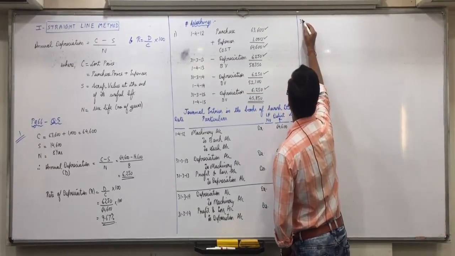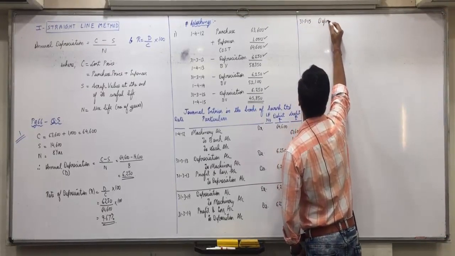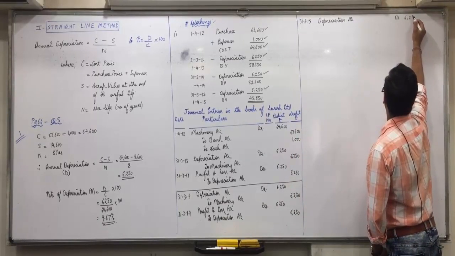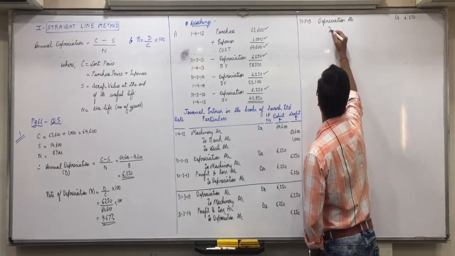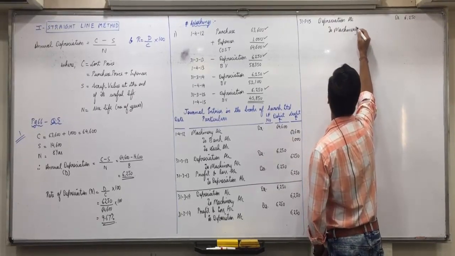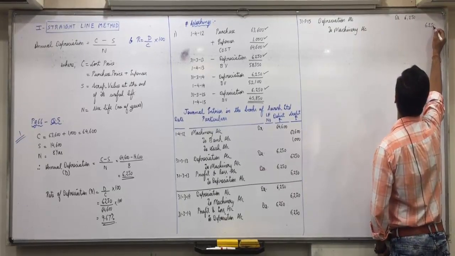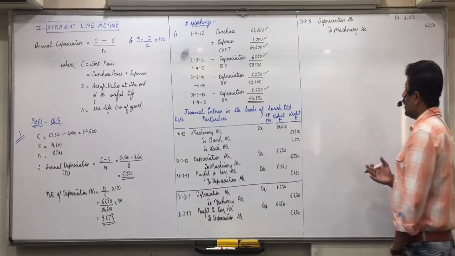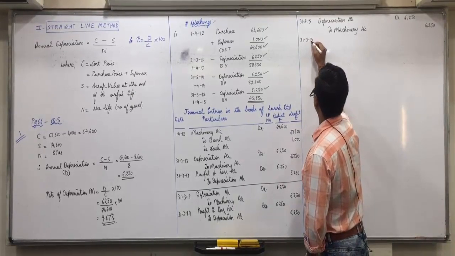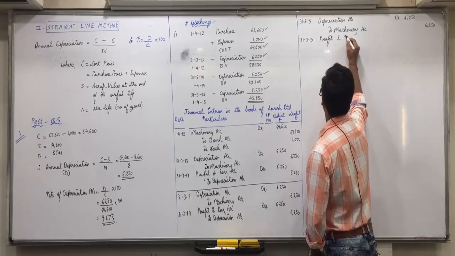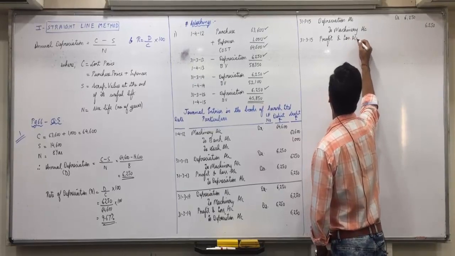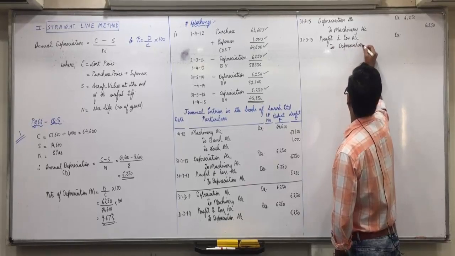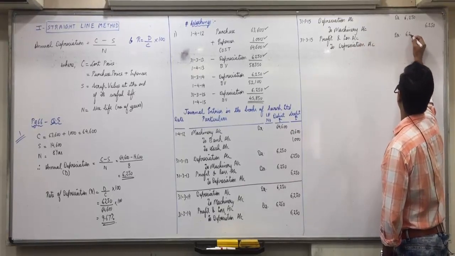Okay. So 31/3/15, depreciation account debit 6250 to machinery account 6250, being depreciation provided by SLM, and again 31/3/15 profit and loss account debit to depreciation account 6250.